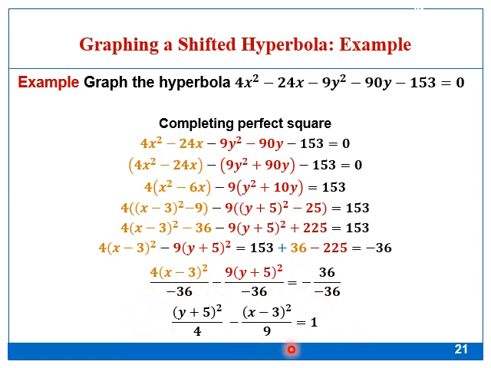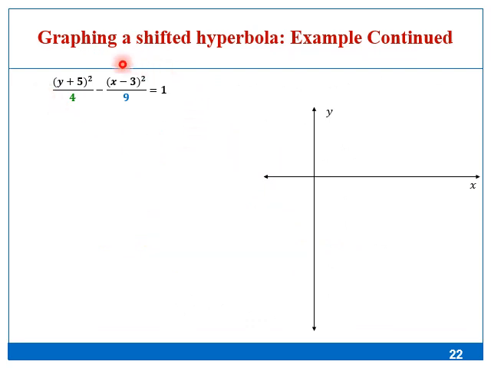In this equation we can make these observations. The y squared term is positive, the x squared term is negative, and the center is shifted to 3 and 5. So this is a hyperbola with a center 3 and 5, and it has a vertical transverse axis. This is the information that we have so far.